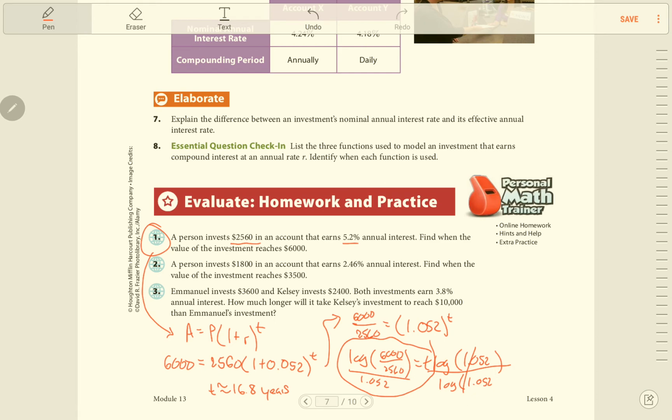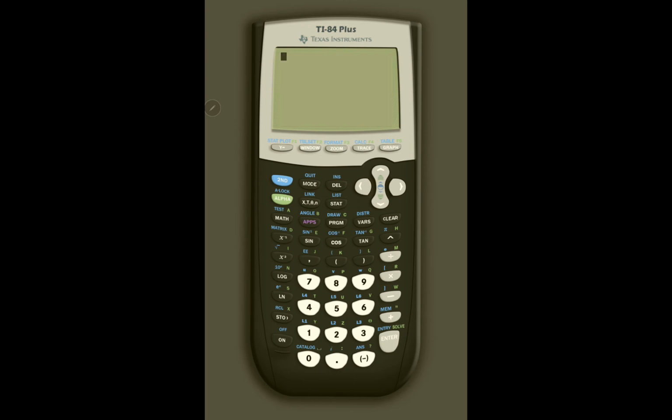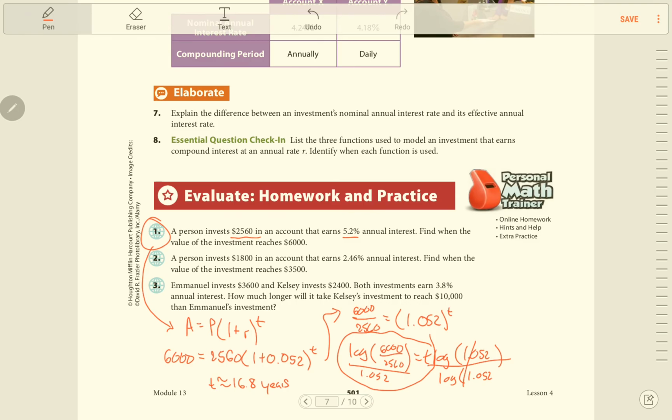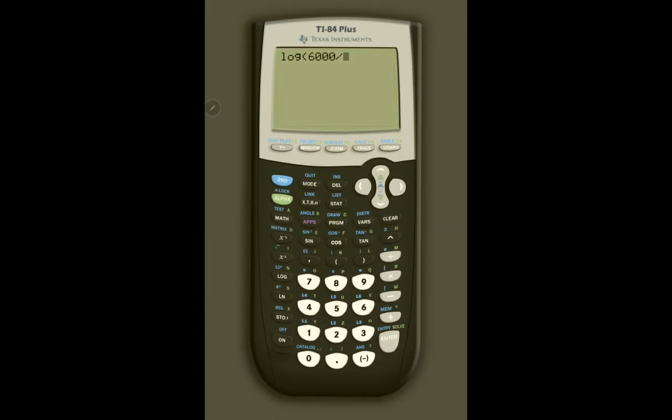If you type that quantity into your calculator, let me do that here real quick. Log 6,000, divided by 2560, and then further divided by log of 1.052. Oops, missed the 2. And there's your 16.8. Same answer, right? So you can also use logarithms.